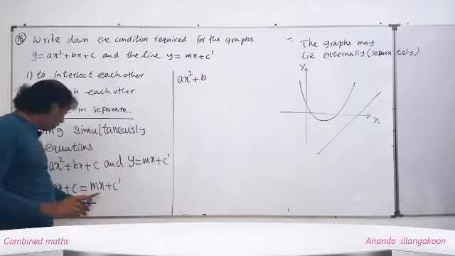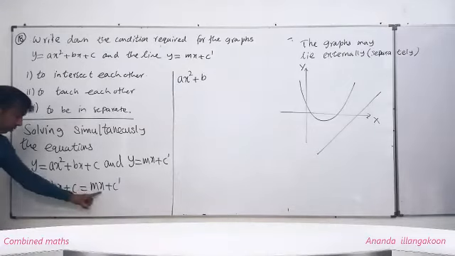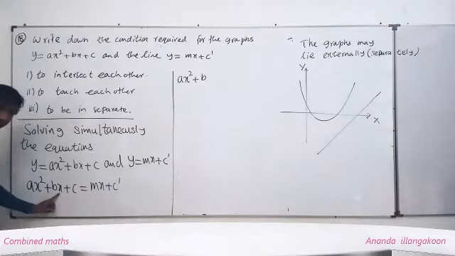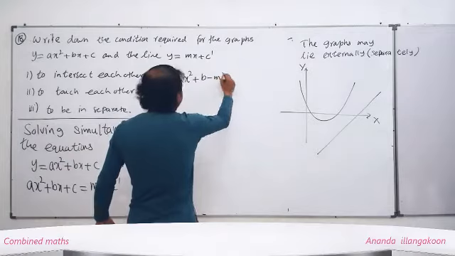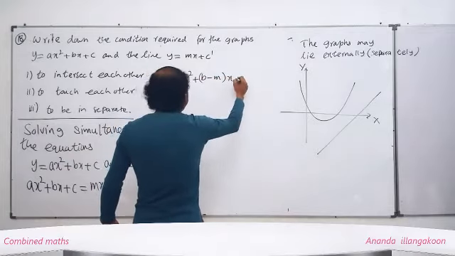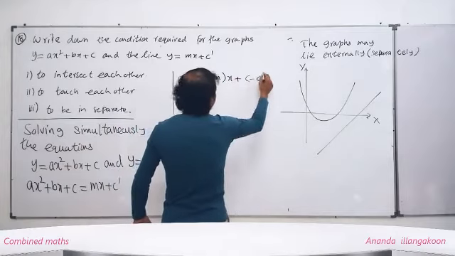Then bring this right hand side to the left hand side. Once you take this mx to this side, we get minus mx, right? Here also we have x, so we can take x out, people. Then we get b minus m times x. Plus, take the c dash this side, c minus c dash equals 0.